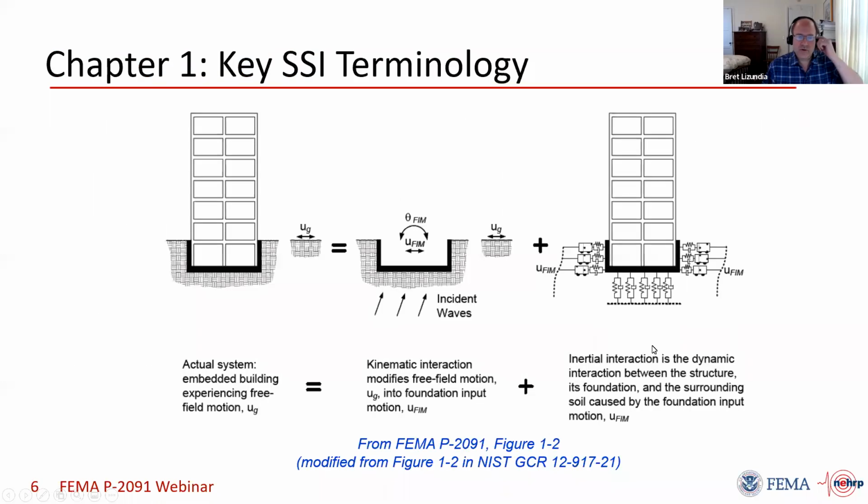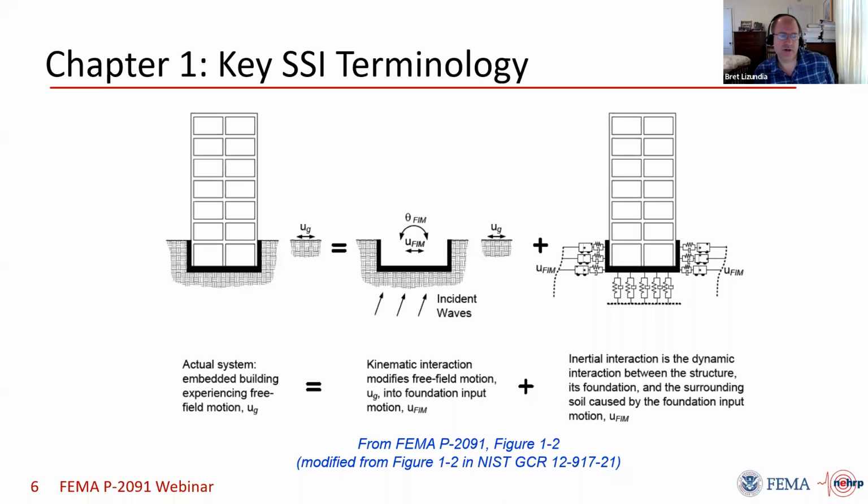All right, so let's talk some terminology. These pictures began in a NIST document, which goes by the really memorable name of GCR 12-917-21. It's just the numbering scheme that NIST uses in their documents. That was an ATC-83 project. I'll show you a cover of that in a minute, but that was a great compilation of useful information a few years back, and it remains the best thing out there. So these images have been adapted from those.